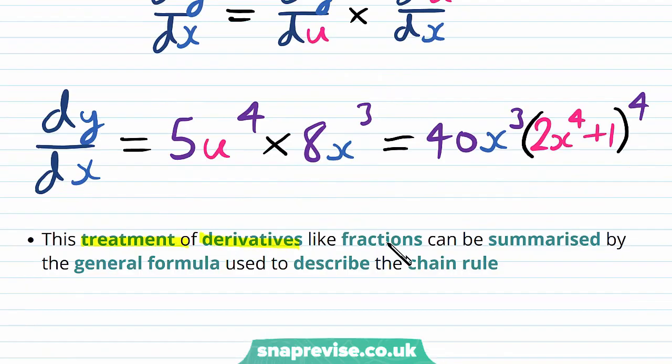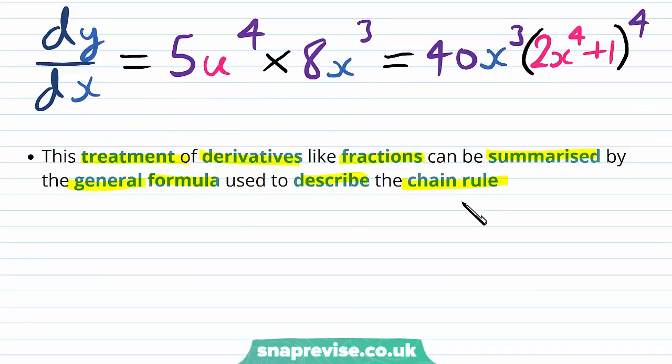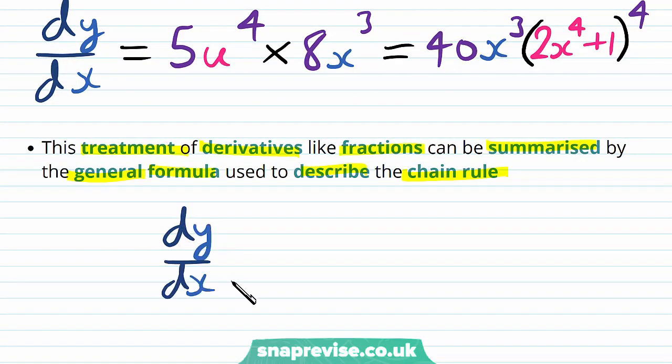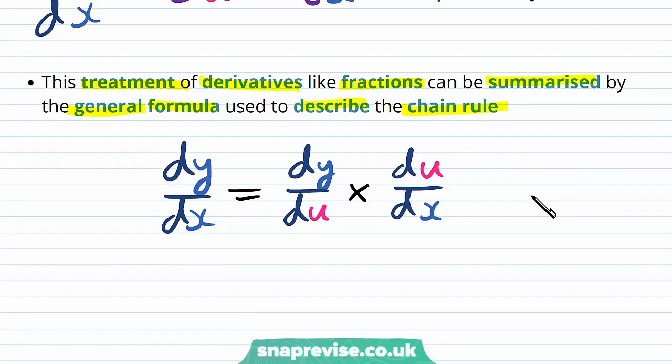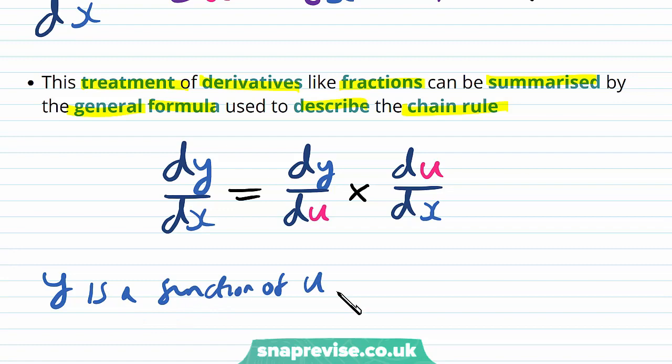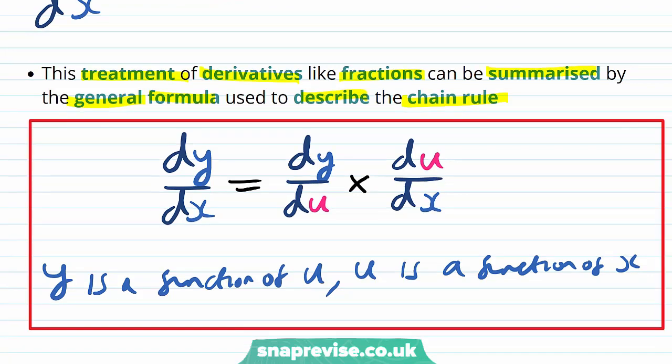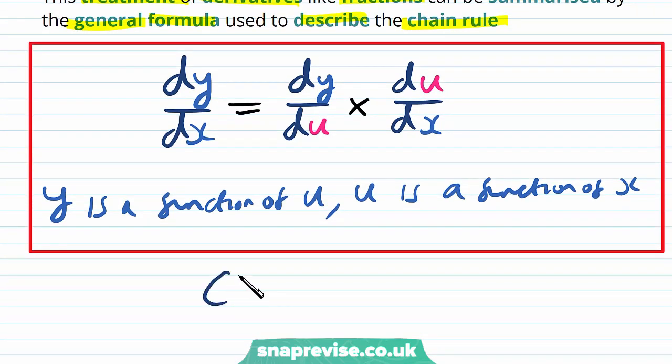This treatment of derivatives like fractions can be summarised by the general formula used to describe the chain rule. Given y, and we'd like to find dy by dx, we can do so by multiplying together dy by du and du by dx. And again, specifically, what we do is we take y to be a function of u, and then we take u to be a function of x. At the end, we resubstitute back in our u in terms of x to get the entire result in terms of x. This is the chain rule.